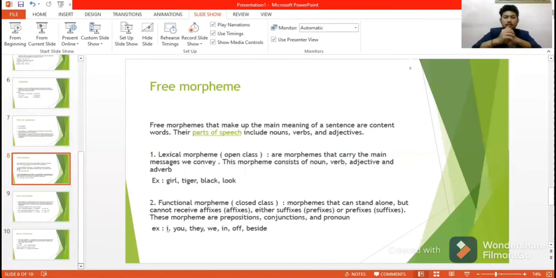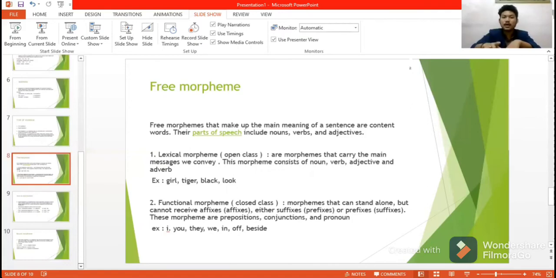I'm going to explain free morpheme. Free morphemes that make up the main meaning of a sentence are words that are parts of speech, including noun, verb, and adjective. And free morpheme has two types, lexical and functional. Lexical is an open class, and functional is a closed class.